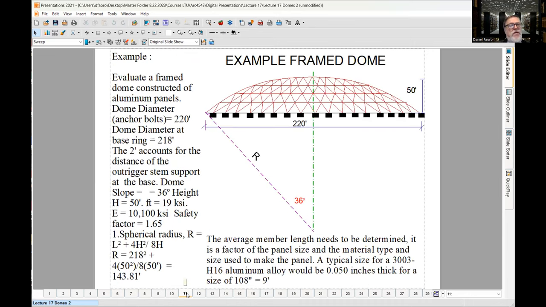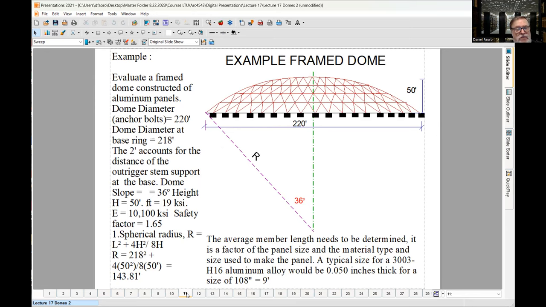So an example of a frame dome, it's 220 feet by 50 feet. The actual dome connections are slightly less than 220 feet, 218 feet, because they're somewhat inward at their base supports. The dome slope is 36 degrees. That's our generating radii in the middle to the base support.